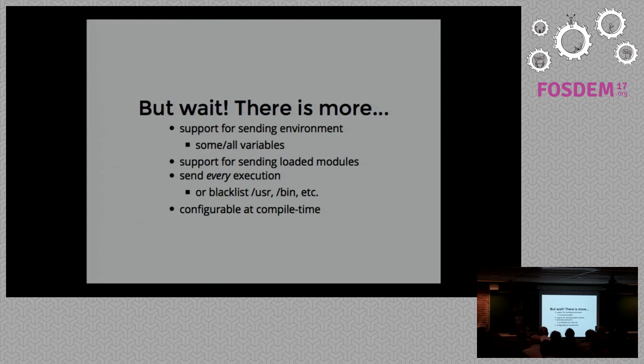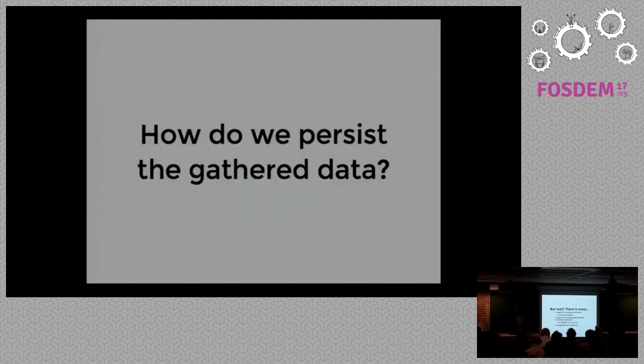OGRT is very configurable, so at compile time, your sysadmin decides what he wants to monitor. You can send certain environment variables where you know that there are problems. You can do all environment variables. You can send the loaded modules. You can decide to blacklist some stuff, for example /usr/bin, because you don't want to track ls. So that can be done.